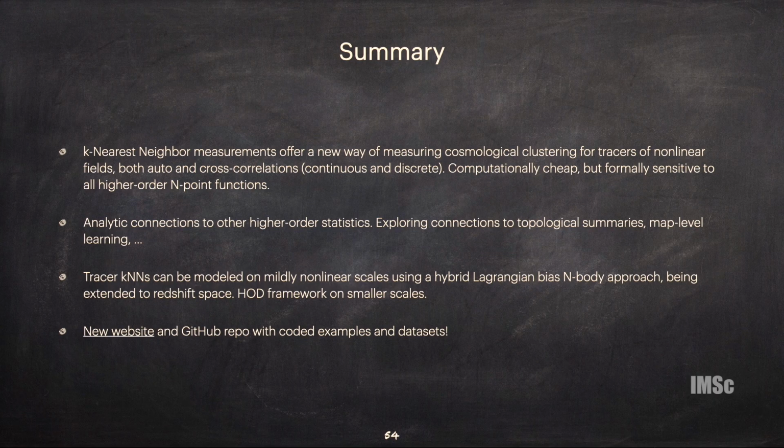I didn't talk about it, but these nearest neighbor distributions can actually be well modeled on mildly nonlinear scales using this thing called the hybrid Lagrangian bias approach. On small scales, we have modeled it using an HOD framework. So we've also worked on the modeling part. If you're interested, we can talk about it.